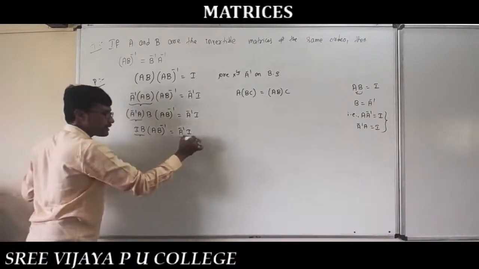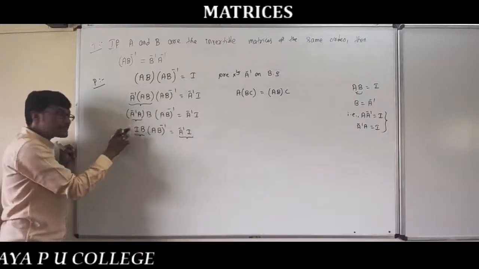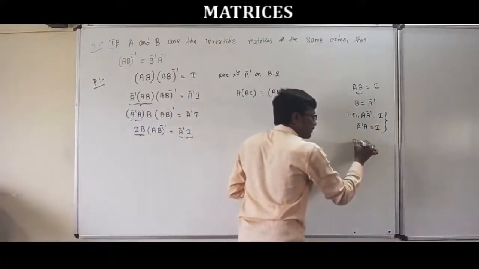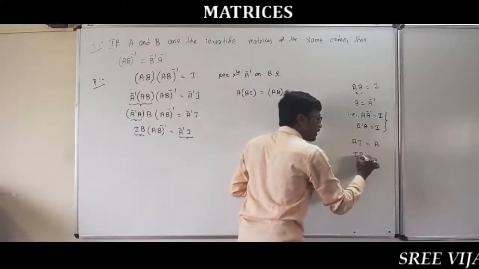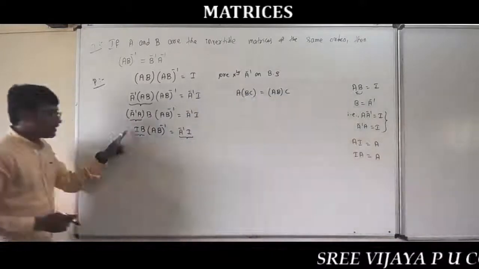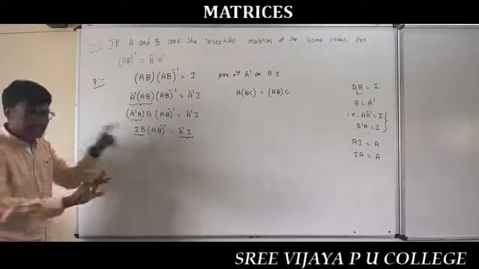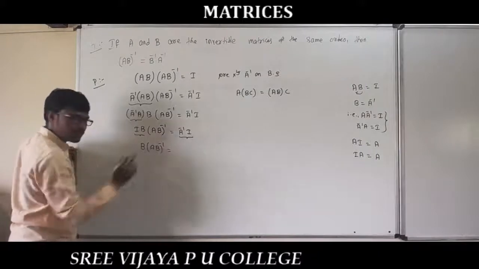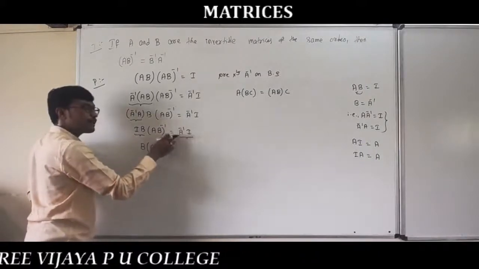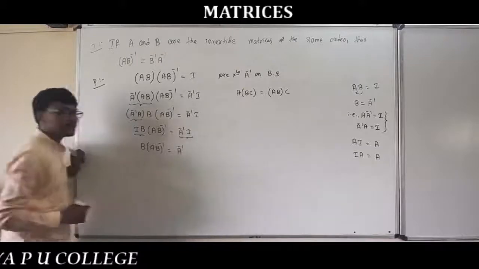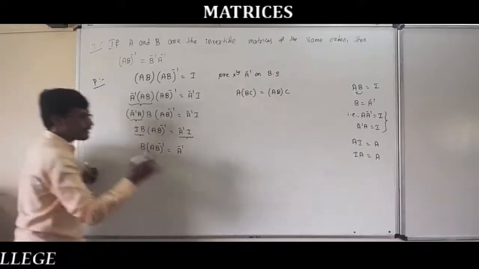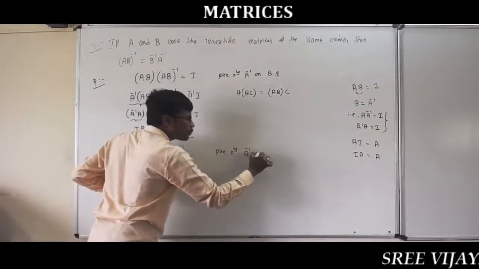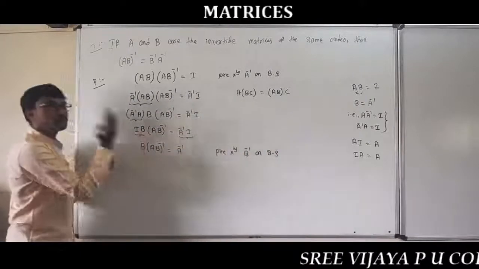Now see this one and this one. An identity matrix multiplied with any matrix gives the same matrix. That is, A into I equals A, or I into A also equals A. The answer here is B into AB whole inverse. On the right side also, the identity matrix times A inverse gives A inverse. What next? Again, pre-multiply B inverse on both sides, before the term.